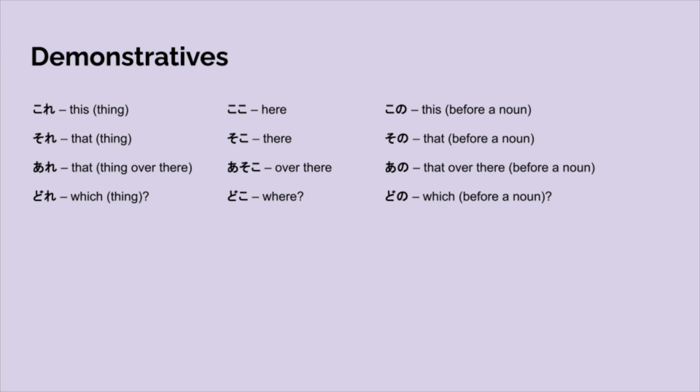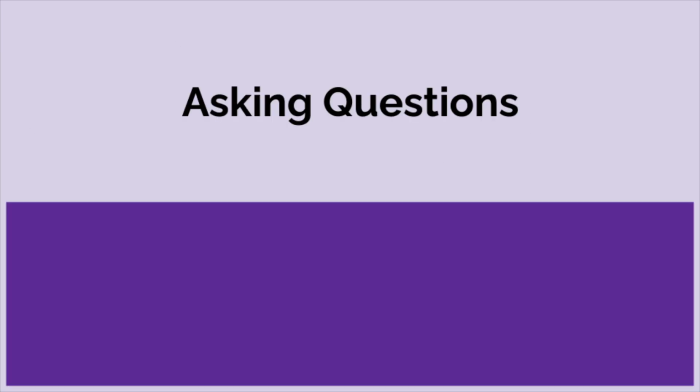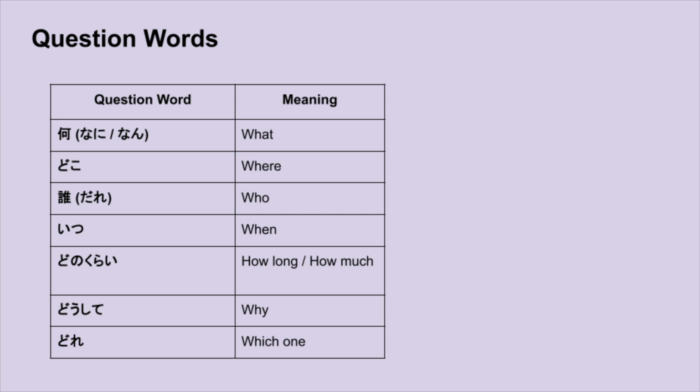Asking that question. At least there's something that's consistent in Japanese. I'll give it that. Asking questions. We got a fancy little chart here with question words that you need to know like the back of your hand. First one is what, which is nan or nani. Either way, it's the same kanji, by the way. This changes depending on the ending that it comes before, I guess.